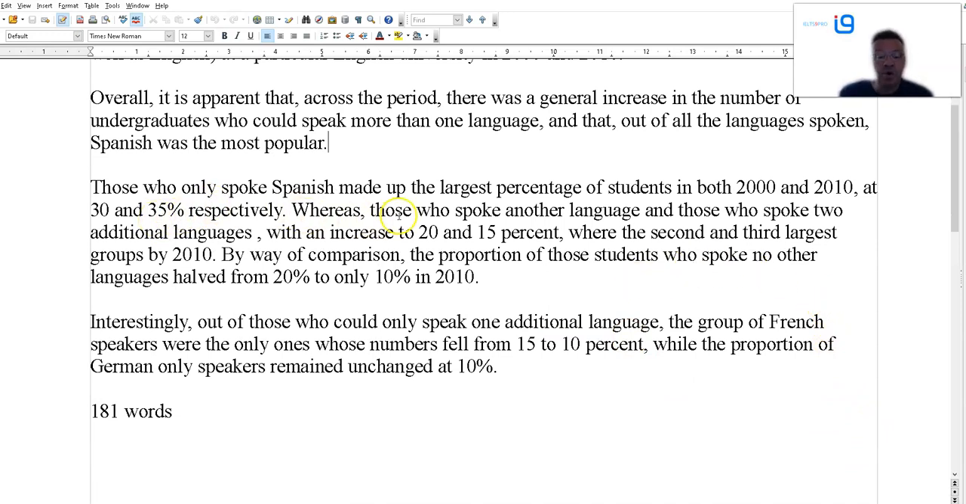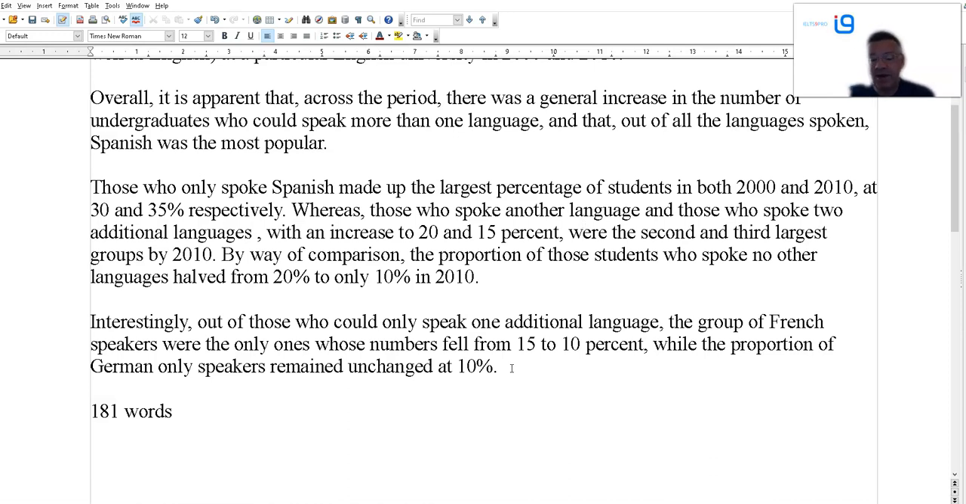So here, those who only spoke Spanish made up the largest percentage of students, 35%, and so on. Whereas those who spoke another language, those who spoke two, were the second and third largest group. So I've done the biggest, the largest, and second and third. And then, by way of comparison, those who didn't went from 20 to 10. Now, as it says, interestingly, although the other languages increased, French was the only one whose numbers went down, while German was unchanged.